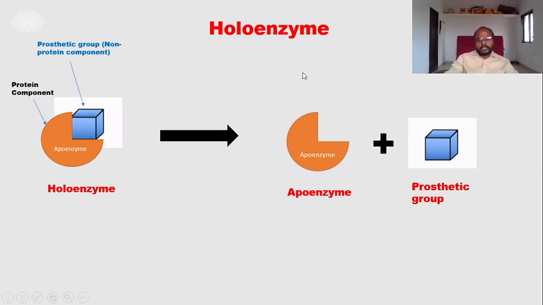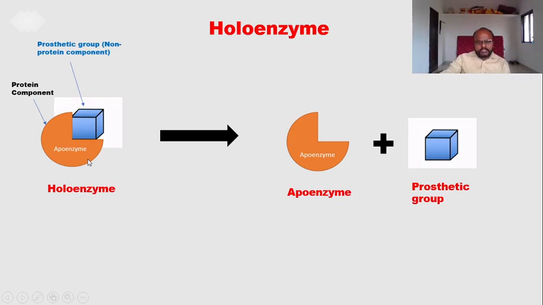So here we can again explain the holoenzyme. Suppose this is the holoenzyme. This holoenzyme has a protein component and this is the non-protein component. The protein component is called the apoenzyme and this non-protein component is called the prosthetic group. They are always associated with each other. When they are not associated, such an enzyme cannot catalyze the reaction. That means the association of the apoenzyme and the prosthetic group is very essential for completion of the reaction.